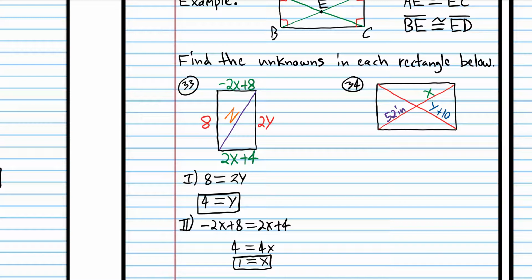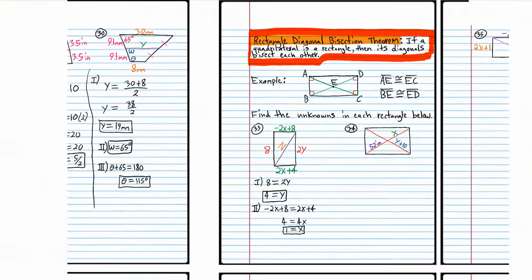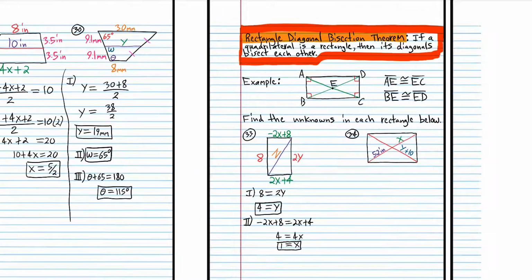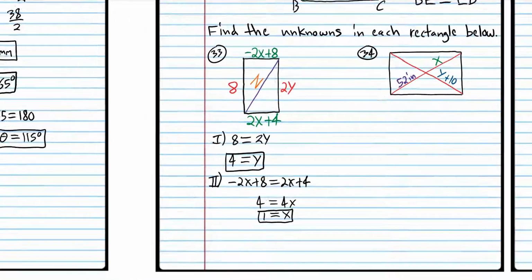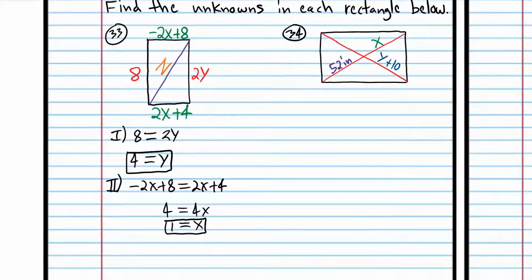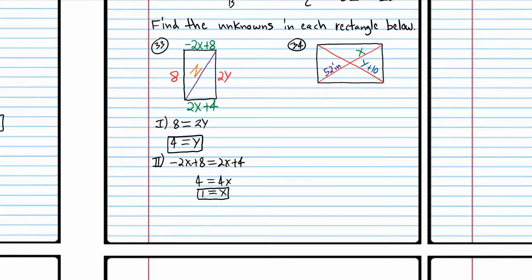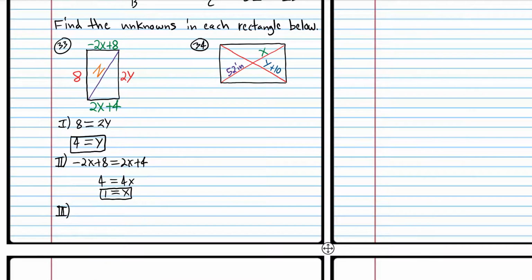And what else do we have? z, we need to find z. Now we can find z using the Pythagorean theorem, because if you draw z, you see we have a right triangle here. Now you might be thinking, wait a second, how do we know that this is a right angle? Well, that's the definition of a rectangle, remember? We know that's a right angle.